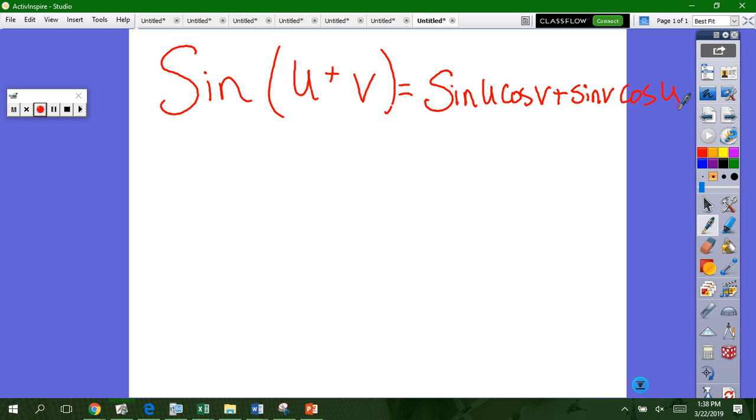There's another one, there's a sine of u minus v, but I don't want to write a difference minus. If I use the plus, I'm going to use the plus. If I use the minus, I'm going to use the minus. Okay. Cosine of something different.